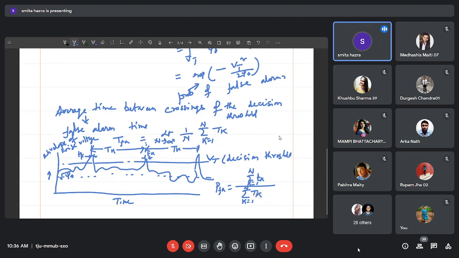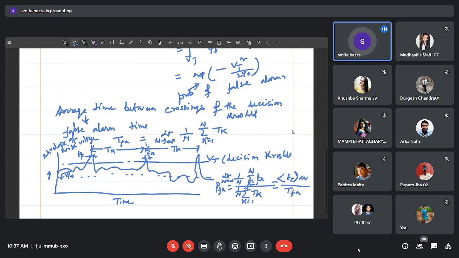Okay. So if I multiply both of them by 1 by n and take the limit n tends to infinity, this entire thing is what? This entire thing is small tk average divided by this thing, which is nothing but your TFA. So this is your TFA. Clear? Is it clear?